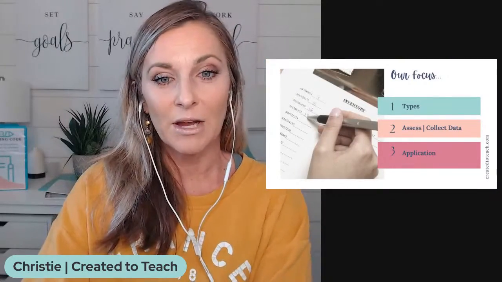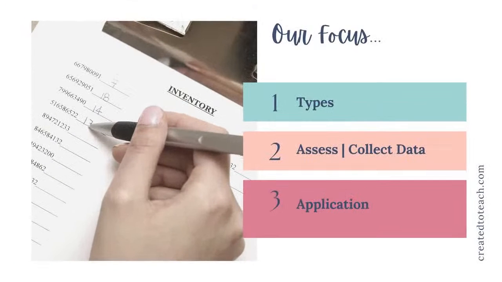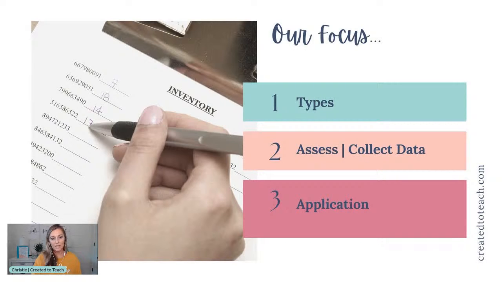So let's go ahead and hop right in and chat about the agenda today. We're going to be focusing on types of interest inventories that we can be using. We're going to talk about how to assess and collect the data that comes from those interest inventories. And then how do we apply that information once we obtain the results? So let's go ahead and hop right in.